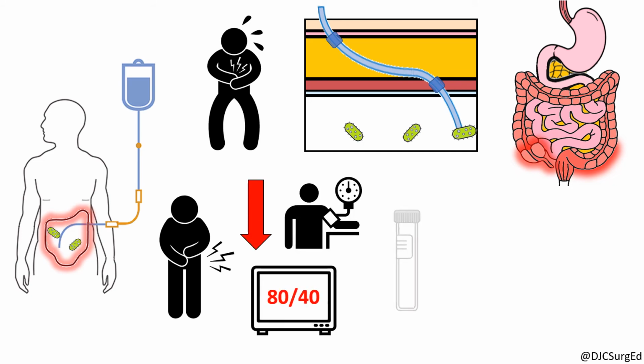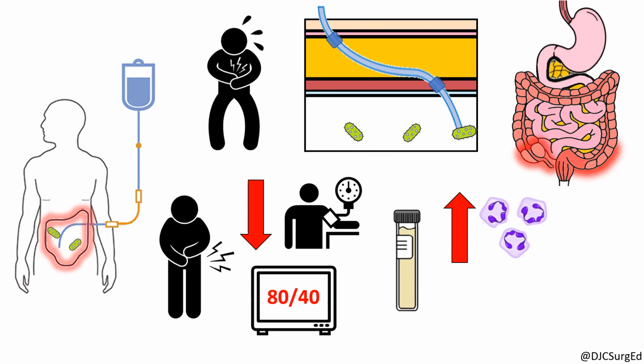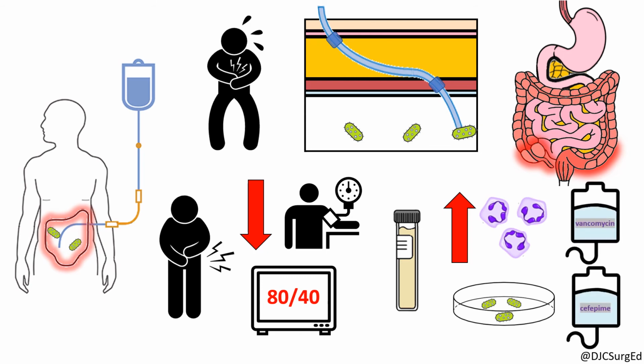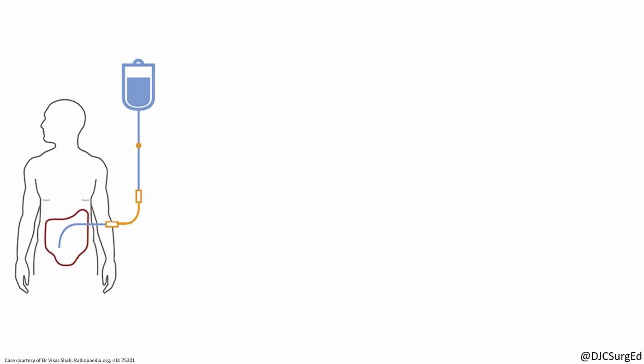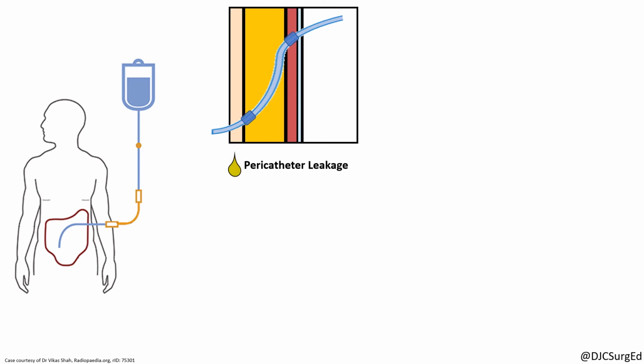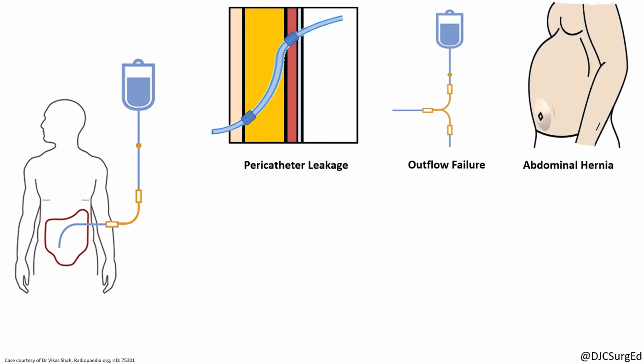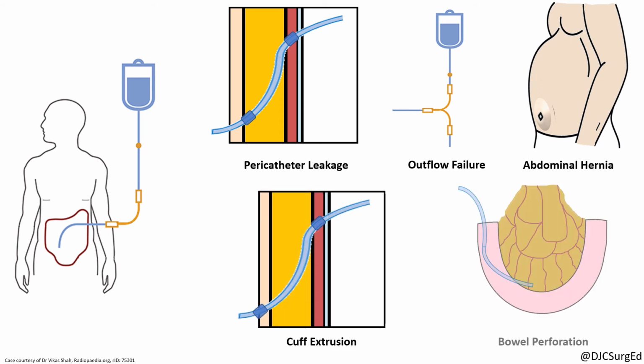Dialysis fluid may be cloudy and sent for cell count differential, gram stain, and culture, and suspected with an elevated white blood cell count with a differential of greater than 50% neutrophils. Diagnosis is confirmed with a positive culture and treatment is with intraperitoneal antibiotics. Non-infectious complications include pericatheter leakage, catheter outflow failure, abdominal wall herniation, catheter cuff extrusion, and intestinal perforation.